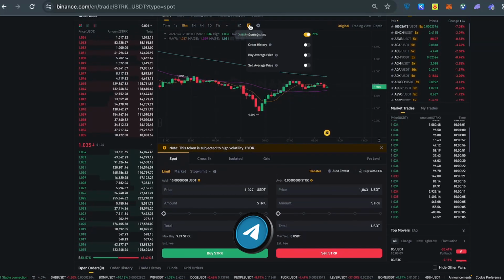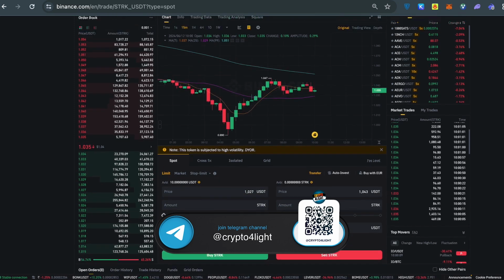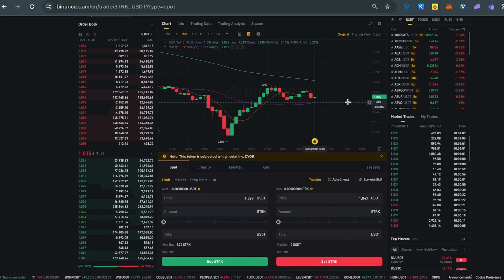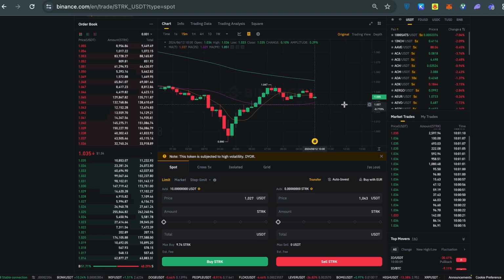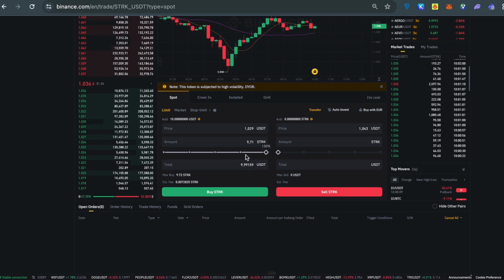I will activate the order settings here, so you will see a visualization of how it works. For example, on the 15-minute time frame, I want to buy Starknet only if the price drops to this EMA line, which is $1.0209. It's my condition. So I put in my limit order and choose the amount of Starknet. I can choose 25%, 50%, 75%, or 100%. You can see, 100% of my money I will spend at $1.0209, and I will buy 9.71 Starknet coins.